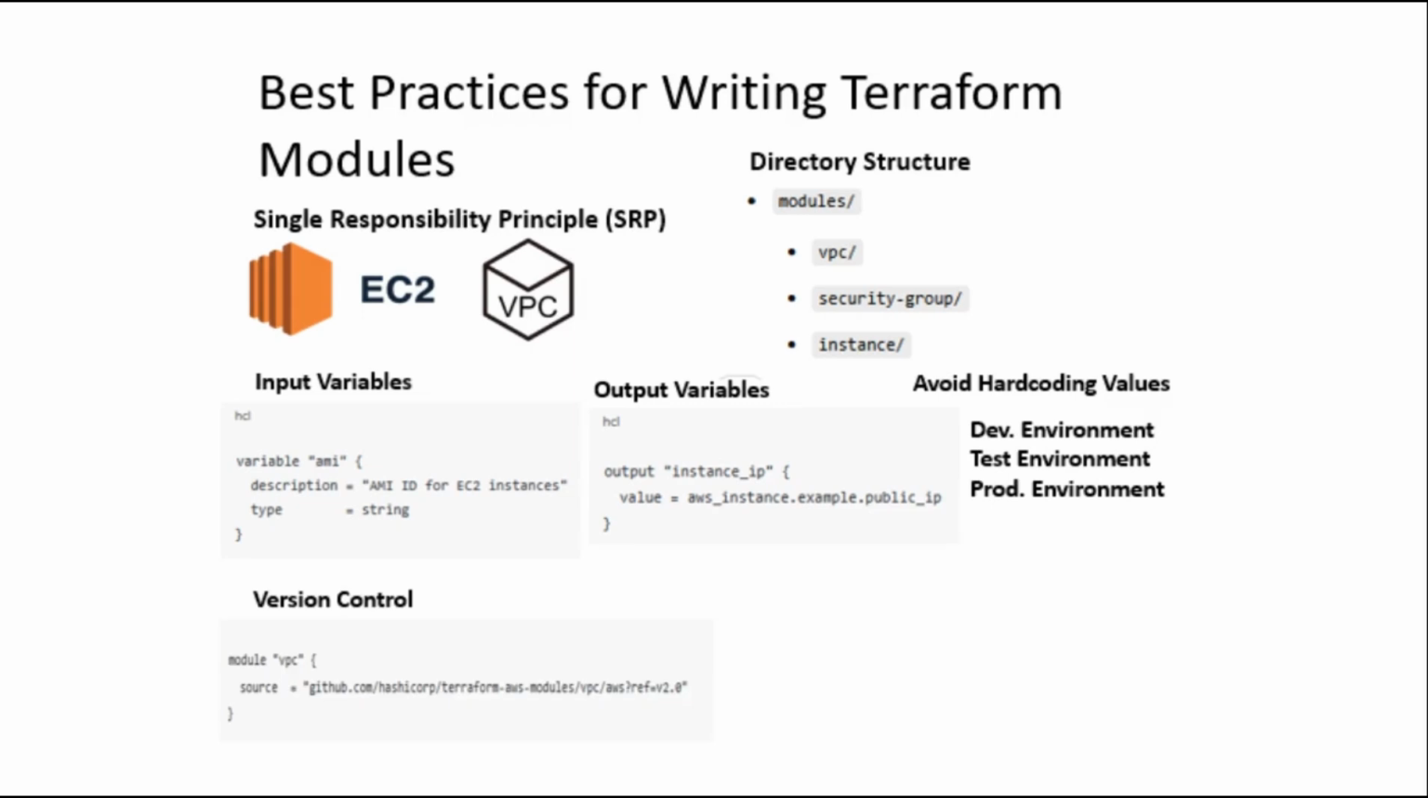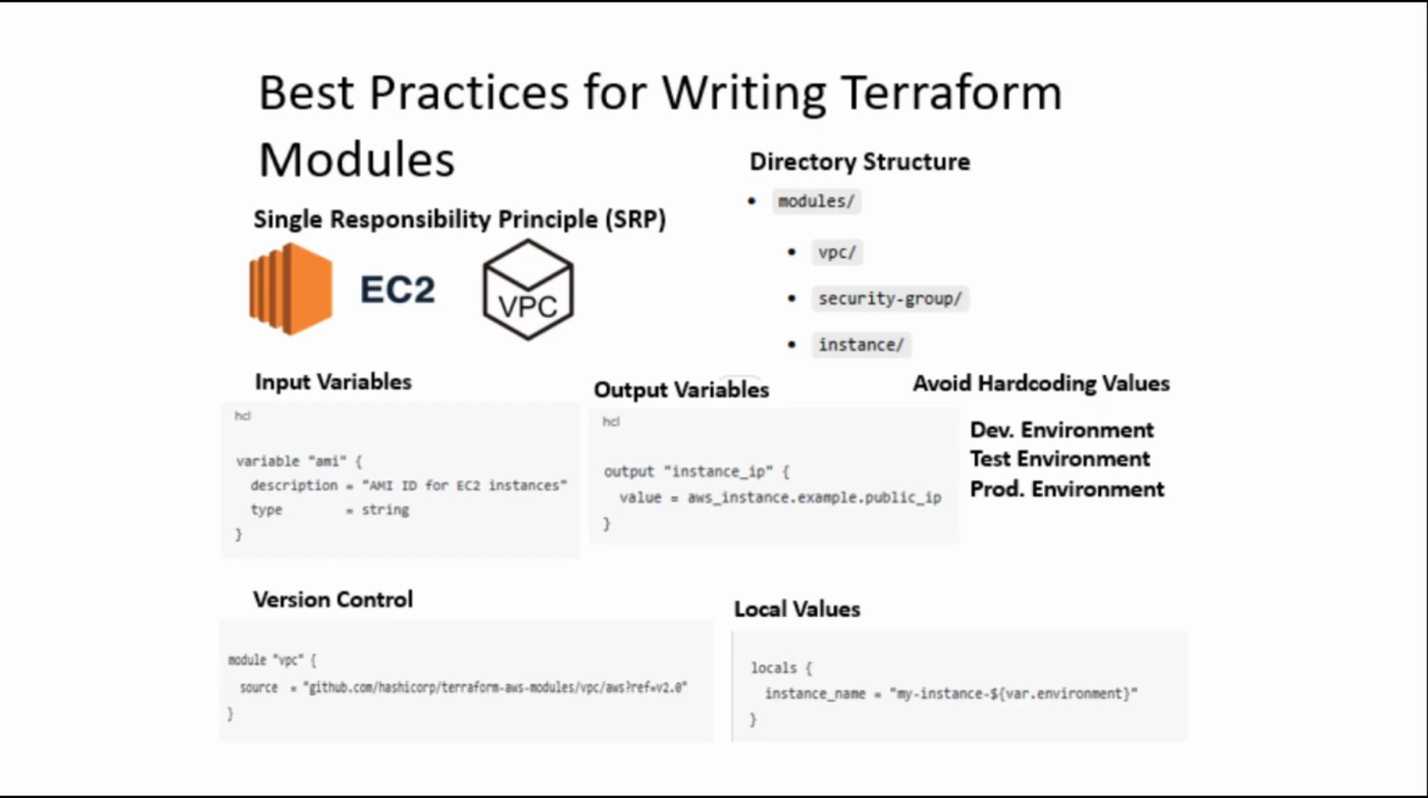6. Version control, such as module versioning. It's a good practice to maintain different versions of modules, especially when making backward incompatible changes. You can version your modules and pin the version in the configuration files. 7. Use local values for complex expressions. If you need to perform complex expressions in your Terraform files, use locals to make it more readable and easier to maintain.